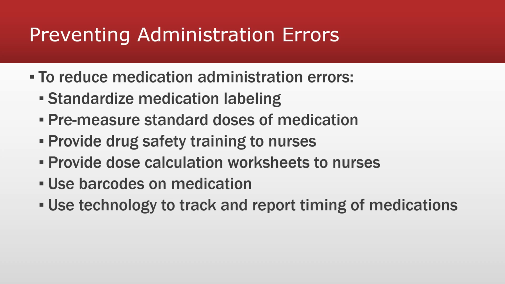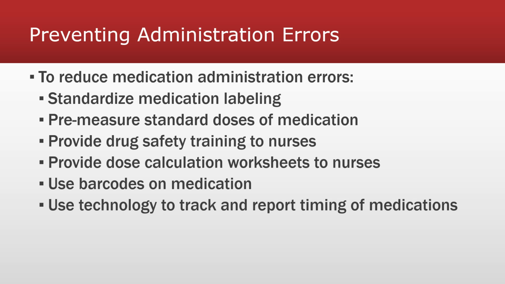We've talked about how medication errors happen. Now let's focus on how to stop them before they reach the patient. Prevention starts with standardization, making sure medication labels look the same so there's no confusion at the bedside. Many facilities also rely on pre-measured doses for common medications, which removes the need for complex math in high-stress situations. Education is another safeguard.